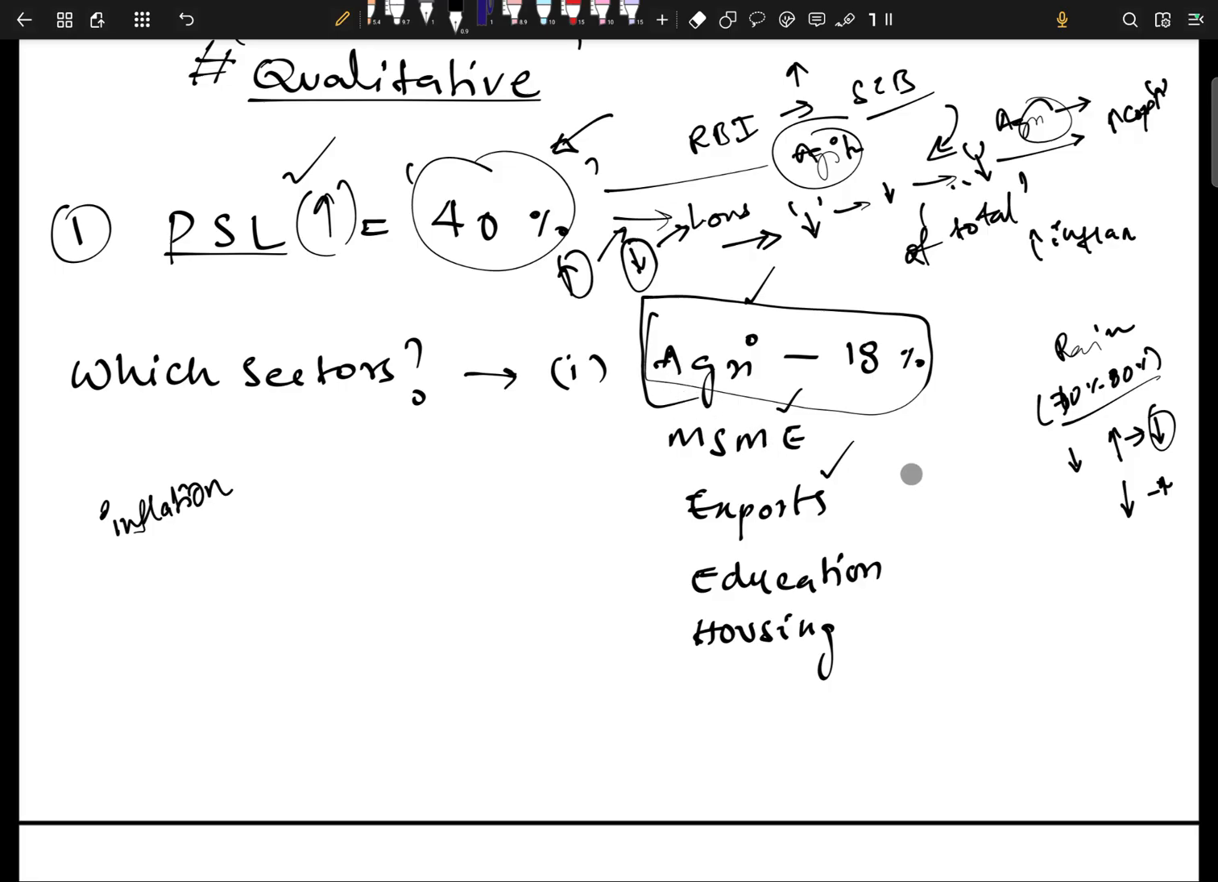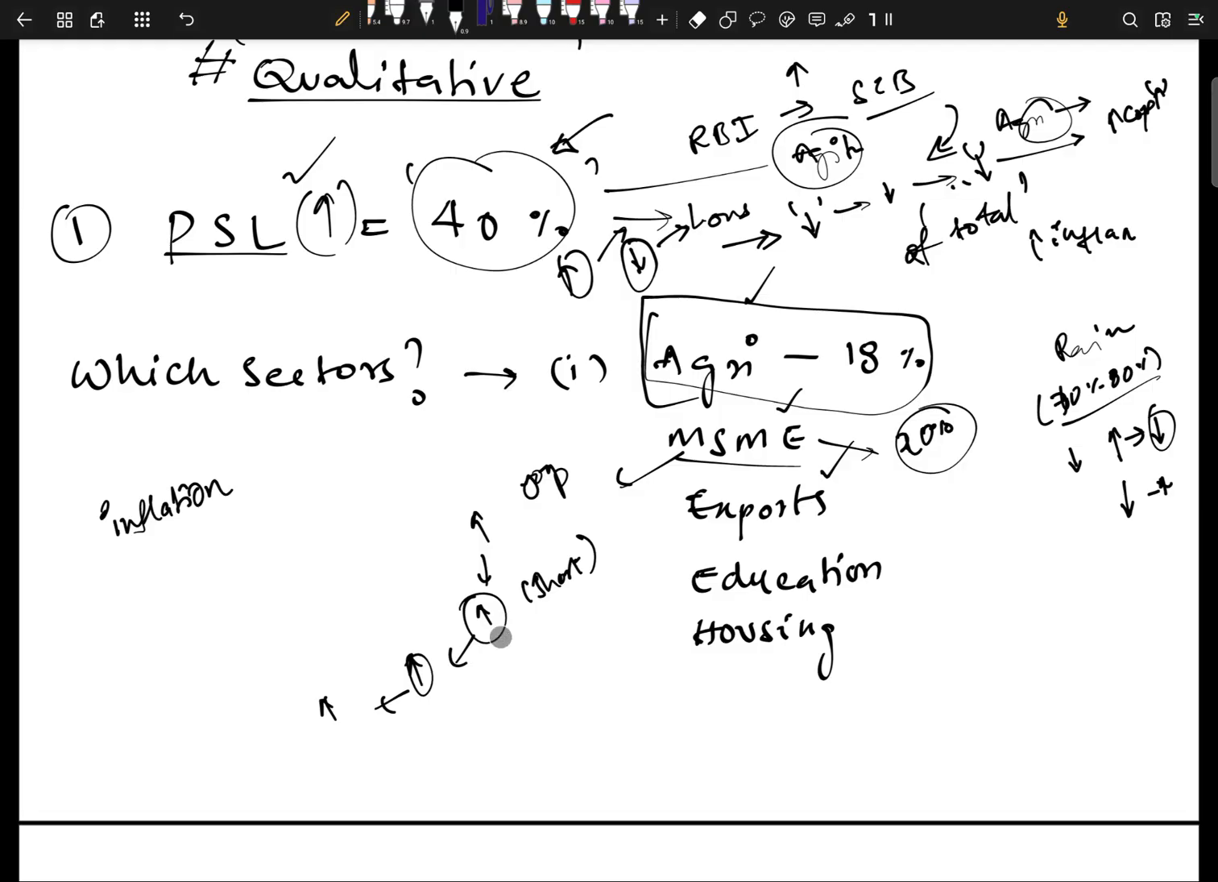For example, under priority sector lending, banks have to give, let's say, 20% to MSMEs. These MSMEs will create some jobs. That means more and more people will have purchasing power. That means more demand in the short run, right? Because they go and immediately spend it at the market. That means immediate demand in the market, which means immediate inflation in the market.